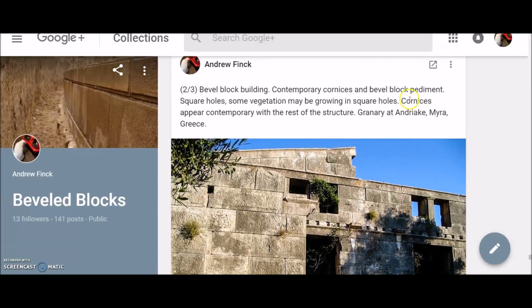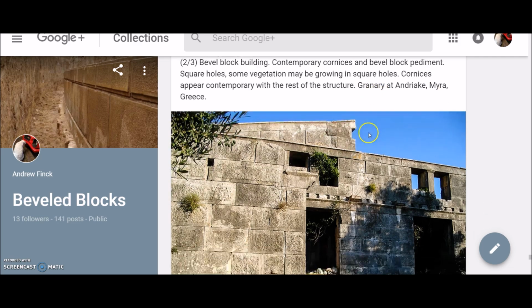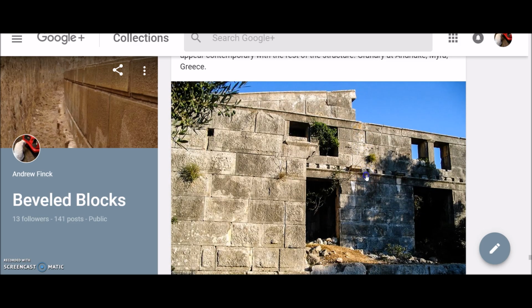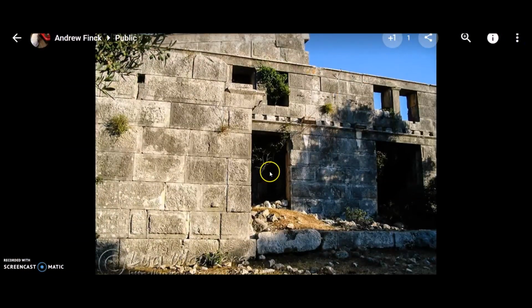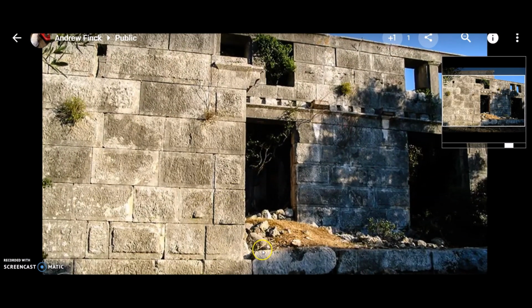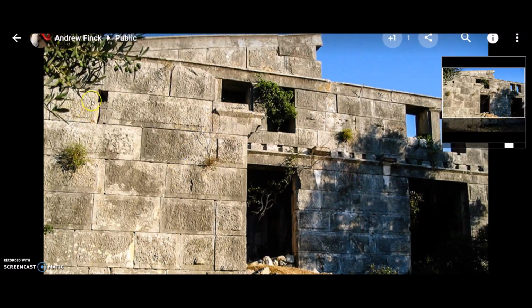Okay, next we are still in Myra, still at Andriaki, but this is the Granary. Now, this is a very interesting structure and has some really good evidence here. So, right away, bevel blocks, top to bottom. This is a bevel block structure. We see nubs. This is a nub on a bevel block. Now, square holes. And then these square holes, this is important.